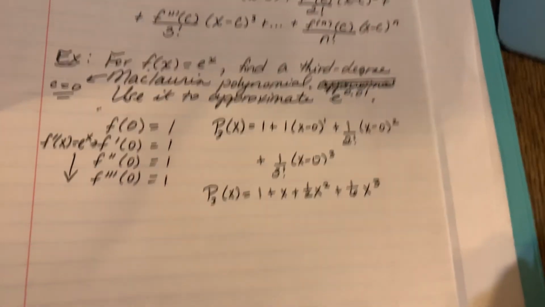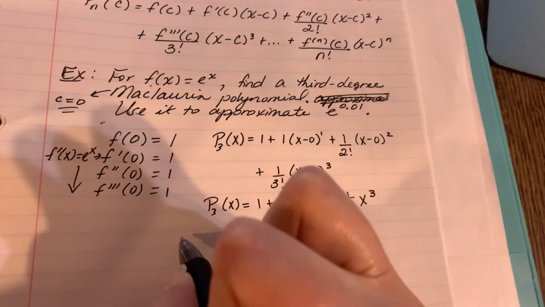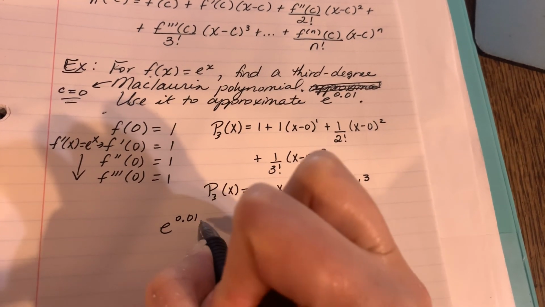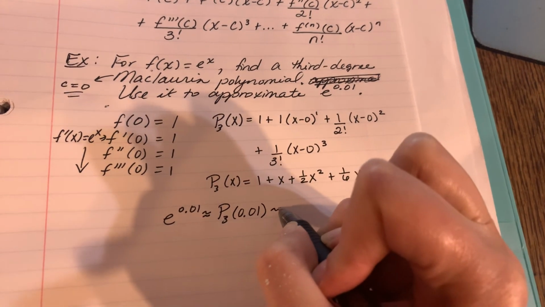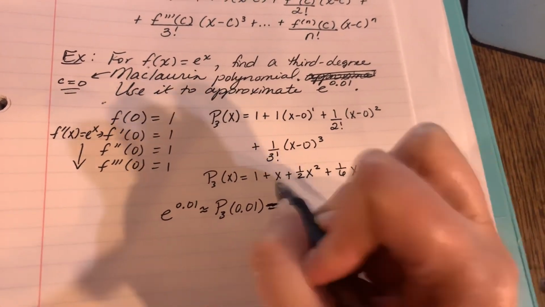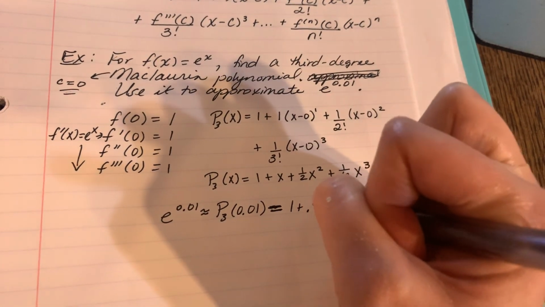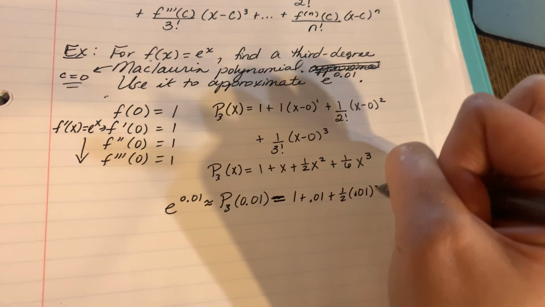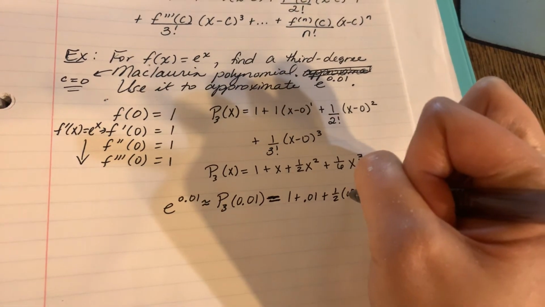Bless you. All right. And then we approximate, so then that means that e to the 0.01 is approximately P3 of 0.01, which is approximately 1 plus 0.01 plus 1/2 times 0.01 squared plus 1/6 times 0.01 cubed. Now let's actually find them in our calculator.